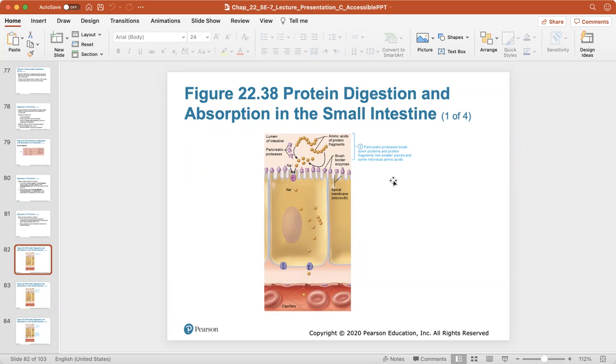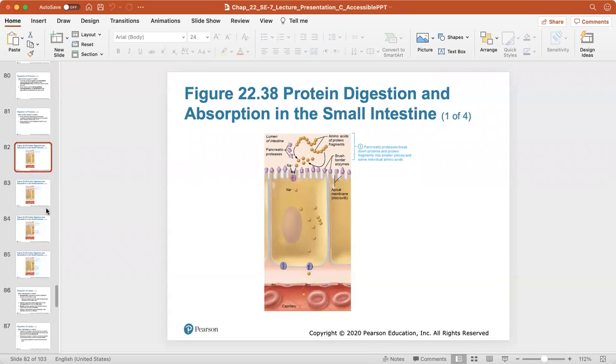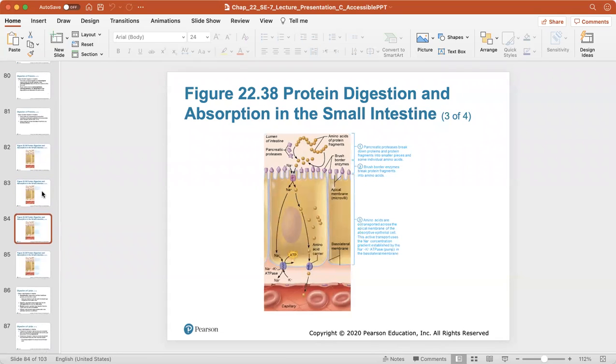Pancreatic proteases break down proteins and protein fragments into smaller pieces and some individual amino acids. The brush border enzymes break the protein fragments into single amino acids. The amino acids are then co-transported across the apical membrane of the epithelial cell. This is an active transport process that uses the sodium concentration gradient established by sodium-potassium ATPase.